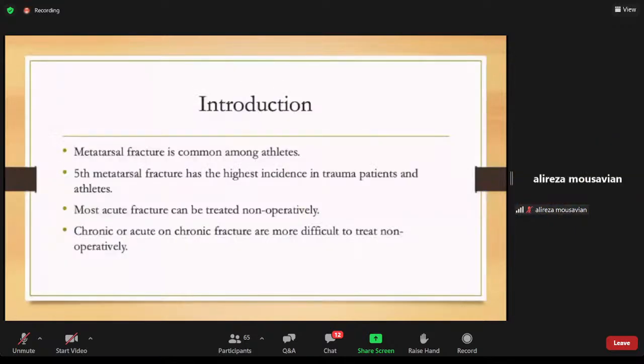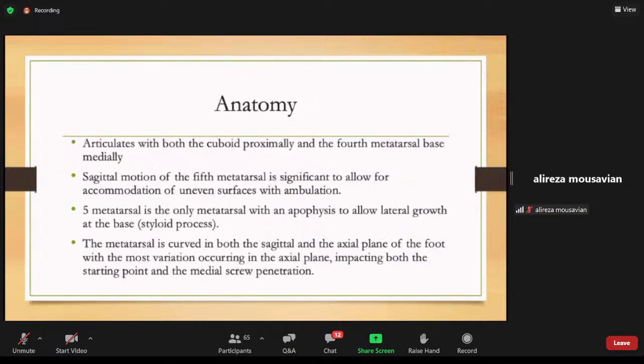Today, I want to talk about the Jones fracture. As you know, metatarsal fracture is very common among athletes, and the fifth metatarsal fracture has the highest incidence in trauma patients and athletes. Roughly, most acute fractures can be treated non-operatively, but chronic or acute-on-chronic fractures usually need operative management.